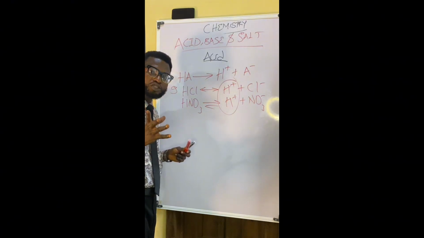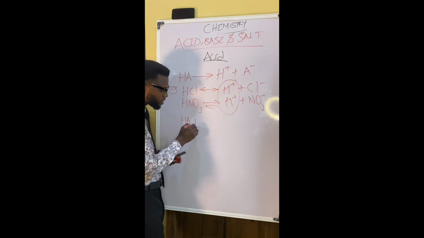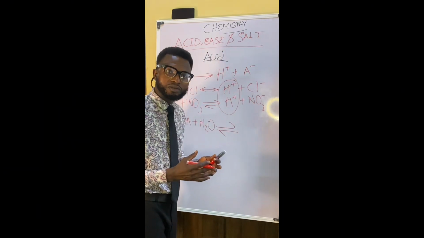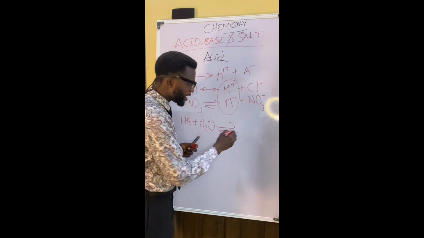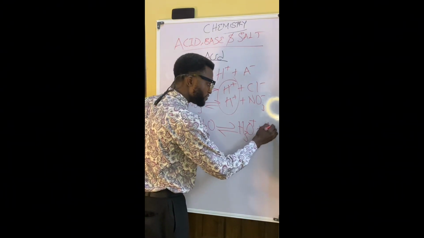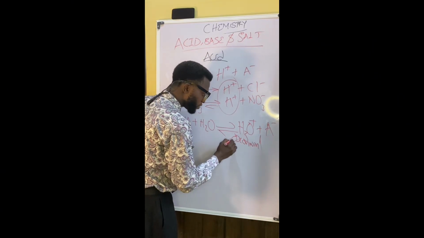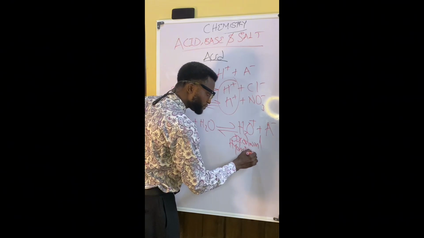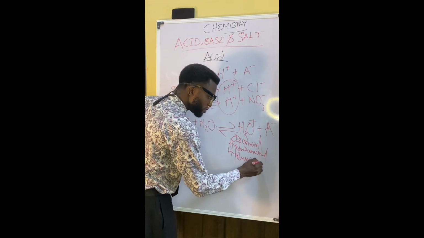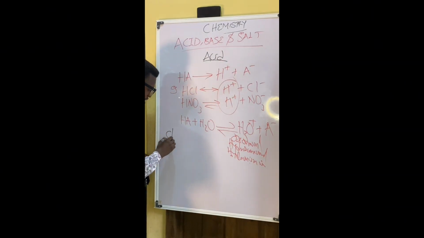Now, the modern definition of acid says that an acid is a substance which dissolves in water to produce hydroxonium ion, or oxonium ion, or hydronium ion as the only positive ion. So this is called oxonium, or you call it hydroxonium, or you call it hydronium what? Ion. Now we look at classification of acid.